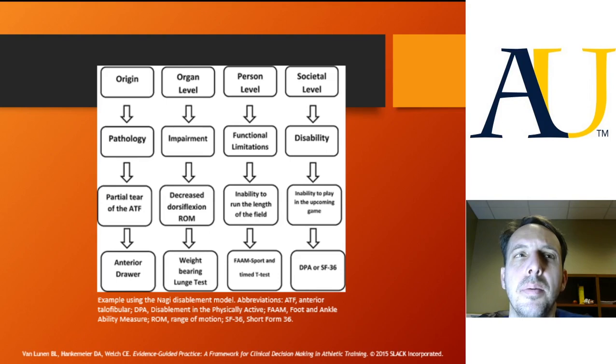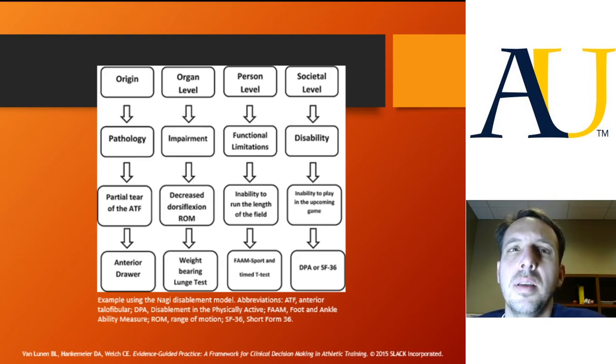And so you can see an example here using an ankle sprain, where the origin level is the pathology. It's the tear of the ATF ligament as assessed by the anterior drawer. The organ level, as far as impairment, is decreased dorsiflexion, and they're assessing that with the weight-bearing lunge test. Then the person level, you can see now we have the inability to run the length of the field, and now we're starting to incorporate more patient-centered measures, things that judge overall patient function.